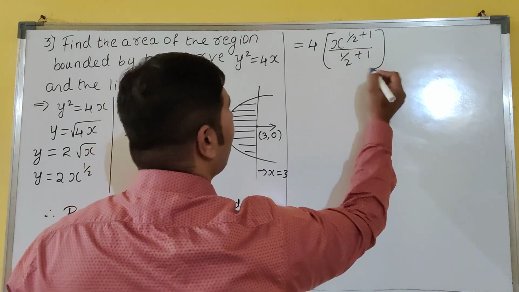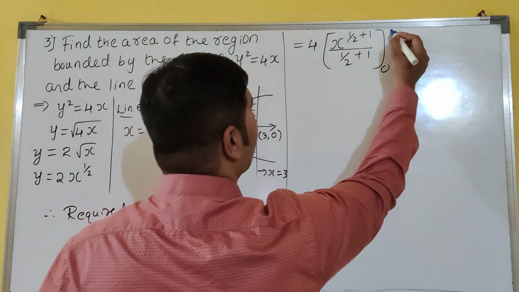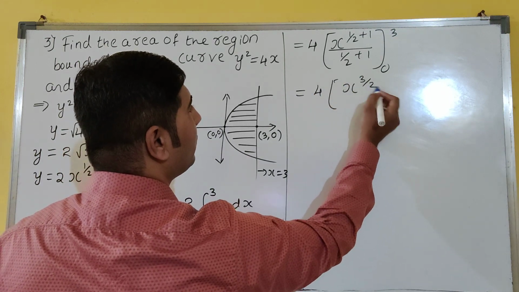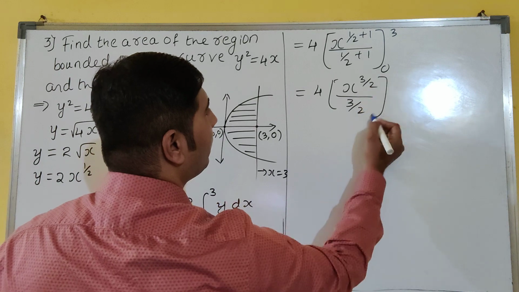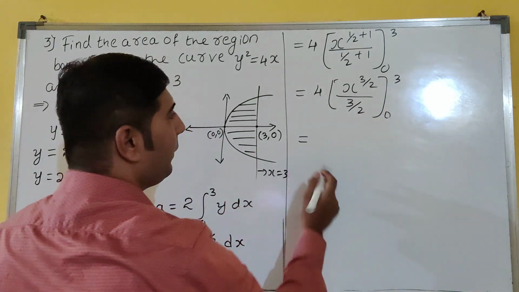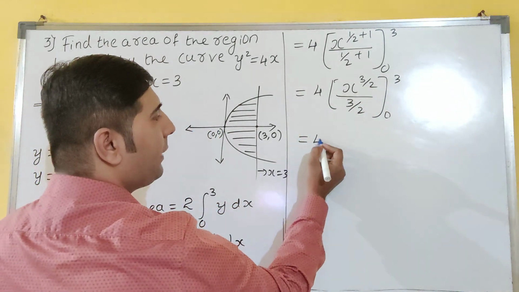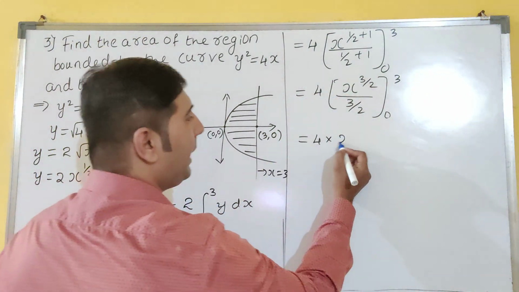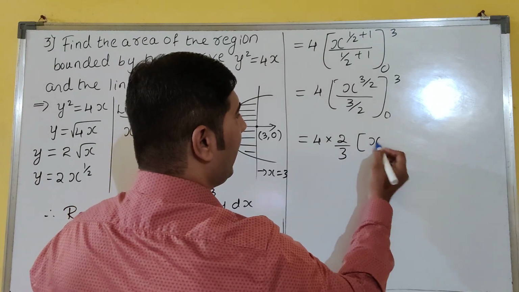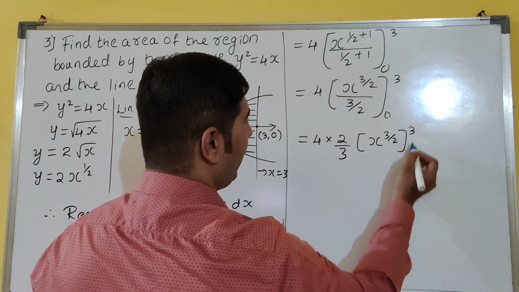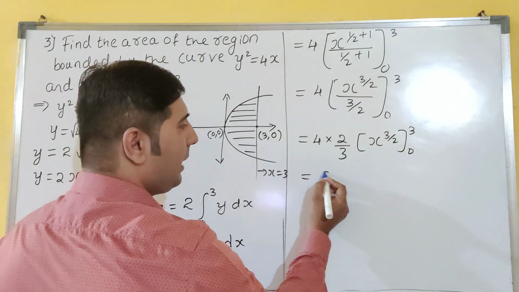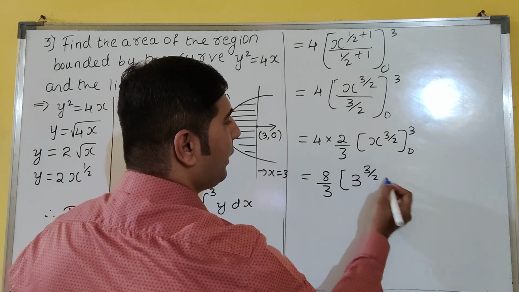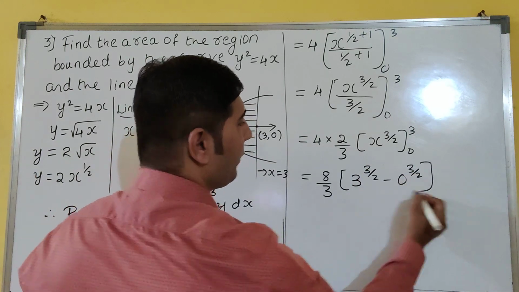So the intervals given are 0 to 3, dear students. So half plus 1 will become how much? 3 by 2. And this is also 3 by 2, 0 to 3. If you take the reciprocal of 3 by 2, it will become 2 by 3. X raised to 3 by 2 remains, and 3 and 0 you can substitute. So 4 2s are 8, 8 by 3, 3 you substitute, 3 raised to 3 by 2, 0 raised to 3 by 2, dear students.